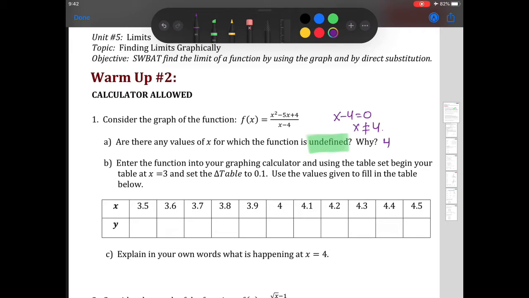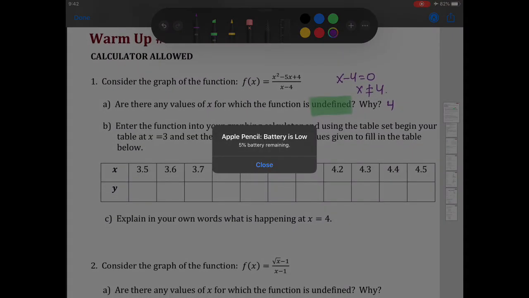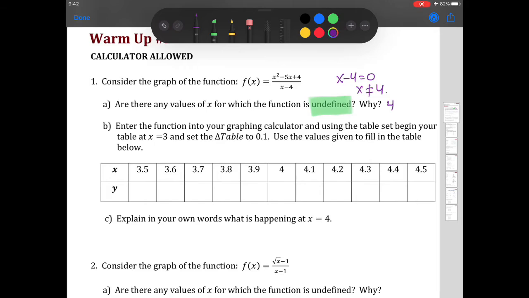Part B says, enter the function into your graphing calculator and using the table set, begin your table at x equals 3. So you want to start your table at x equals 3 and set the change table to 0.1. Use the values given to fill in the table below. So do that. I am going to fill in the y values, and this is what I got. And at 4 we got an error, which we actually determined here also, right? At 4 we would have an error, or it's undefined.